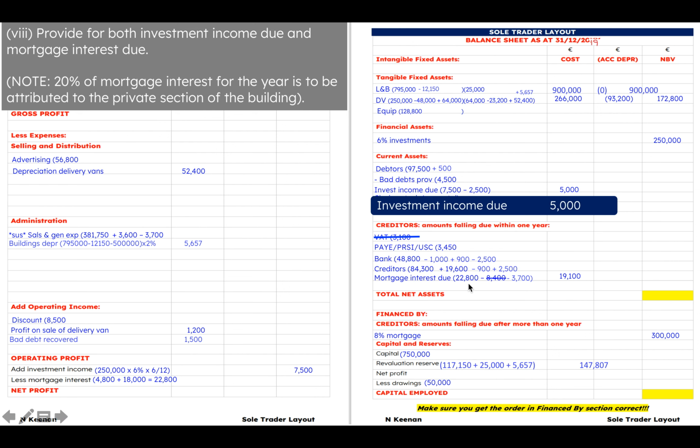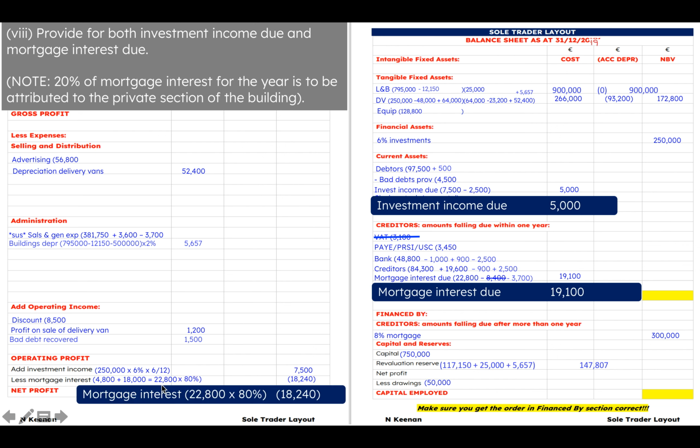And then you have your mortgage interest for the year, 22,800 minus the 3,700 that was actually paid, and that is €19,100 there. Now, note, 20% of the mortgage interest for the year is to be attributed to the private section of the building. So 22,800 by 80% is €18,240 here. And then you're going to put the 20% into drawing. So the 22,800 by 20% is 4,560, and that is that one.